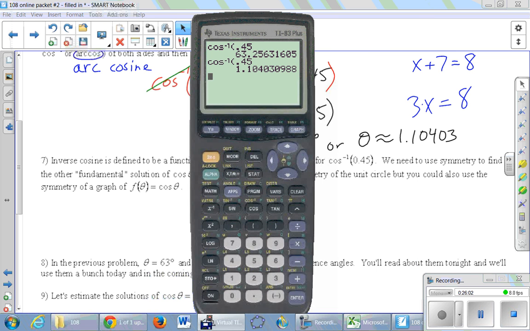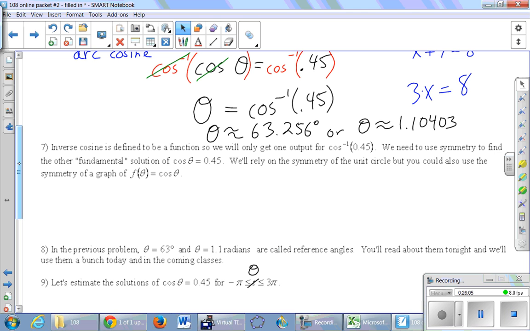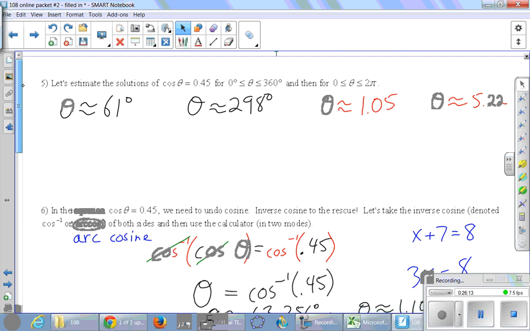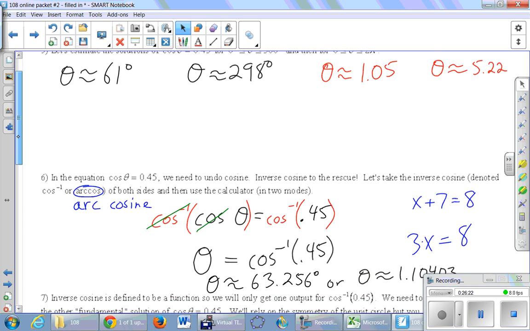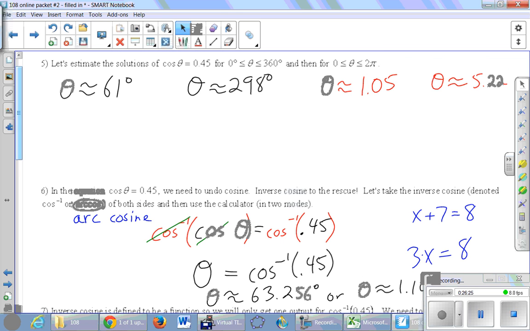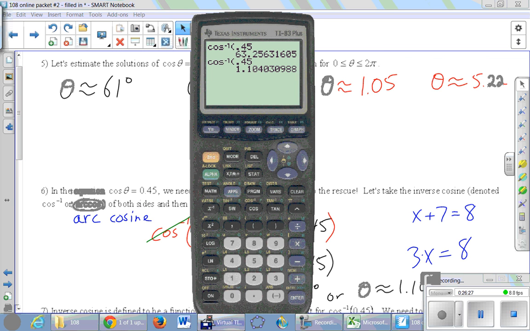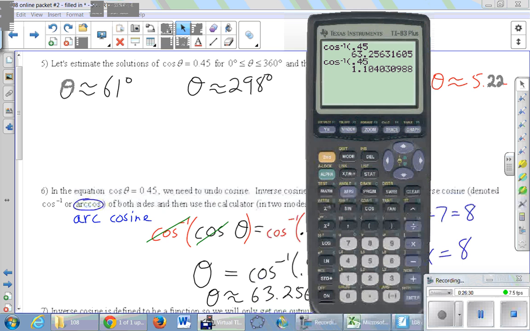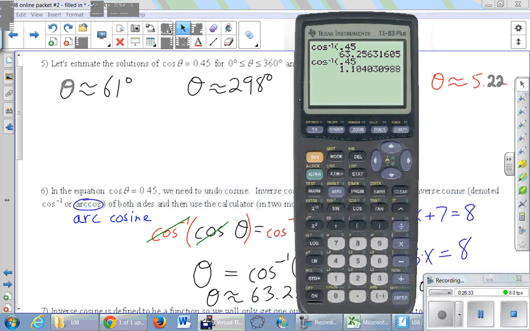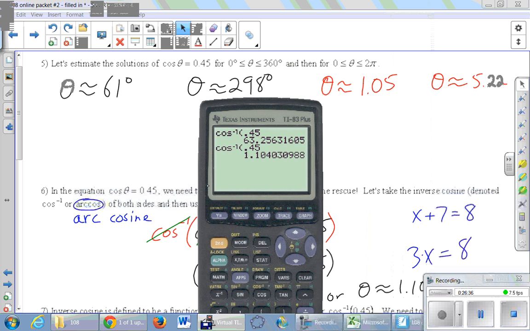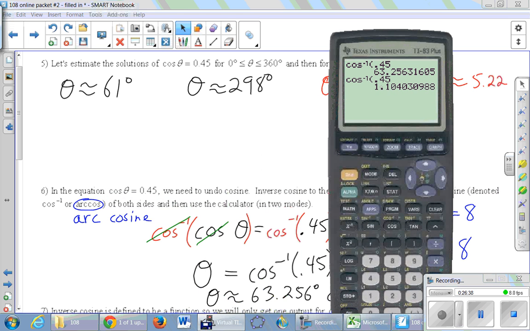Okay, moving on to number 7. Inverse cosine is defined to be a function, so we will only get one output for cosine inverse of 0.45. We knew that we had two answers up here in black. We were expecting about 61 degrees and about 298, although looking at those, they're not symmetric with each other, but whatever. But we expected two answers, and the calculator is only going to give us one, ever. The calculator is programmed so that when you type in inverse cosine of 0.45, it is always going to give you this 63. It will never give you the 298 answer up above. It's only going to give you the 63. And we have to do a little bit of analysis to get the calculator to give us the other one.